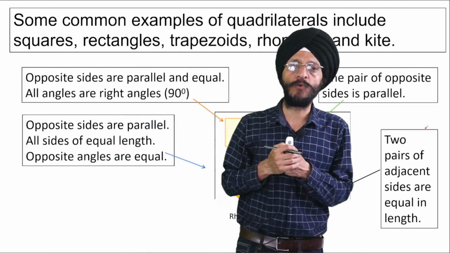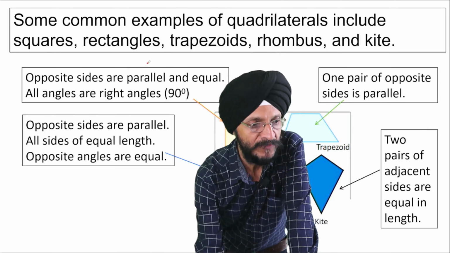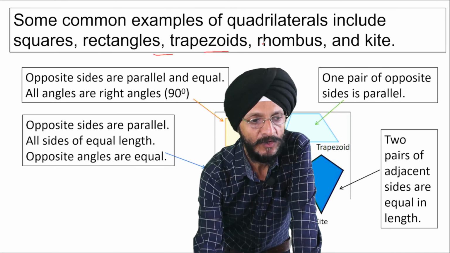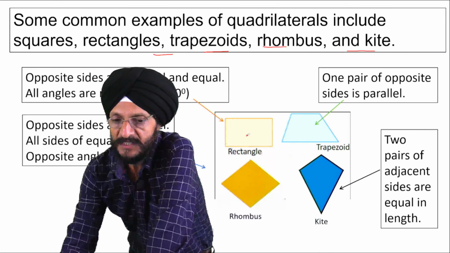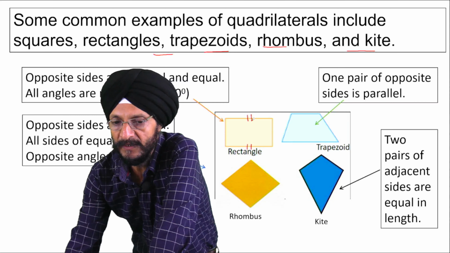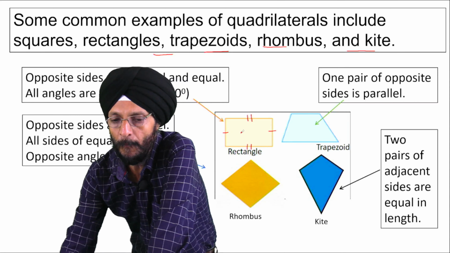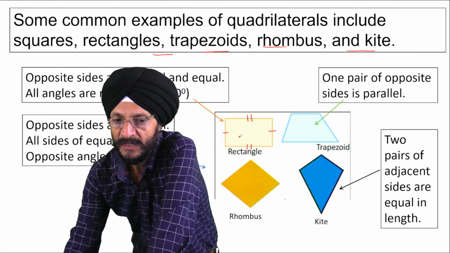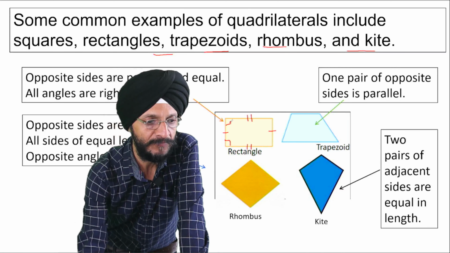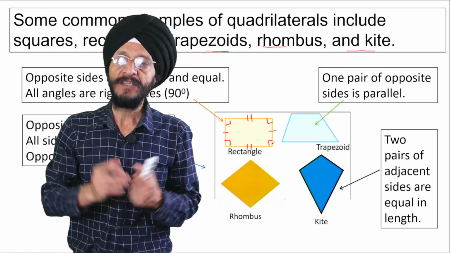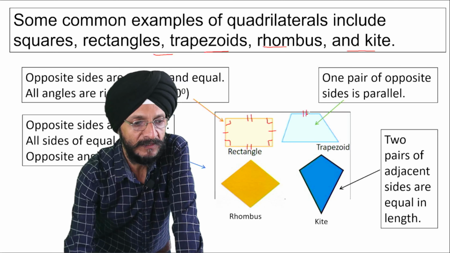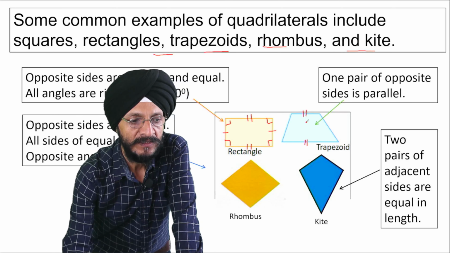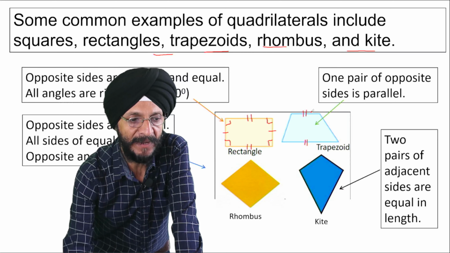Some common examples of quadrilaterals include squares, rectangles, trapezoids, rhombus, and kite. Now in the case of a rectangle, you can see that opposite sides are parallel, and opposite sides are parallel as well as equal. All the angles in a rectangle are right angles, that is 90-degree angles. In the case of a trapezoid, one pair of opposite sides is parallel. In this picture you can see that these opposite sides are parallel.